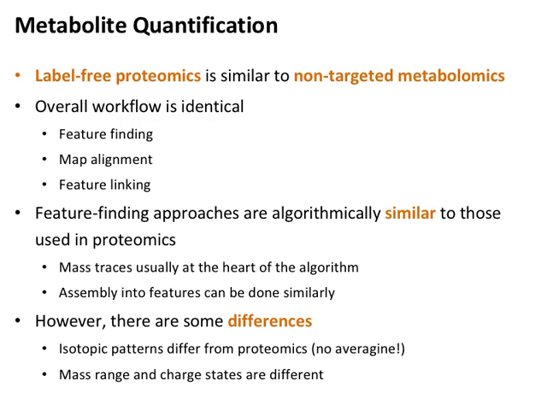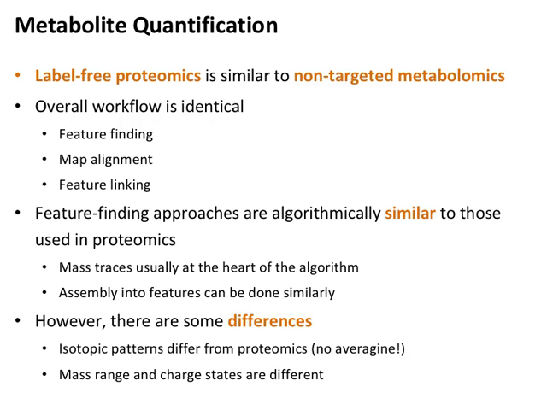So the overall workflow should be the same. We do a feature finding step, we do map alignment, we do feature linking. And at the heart of this algorithm, you don't have to change all that much. You can still try to find mass traces. You can try to assemble them. But there are differences because the isotopic patterns are going to be very different. And why is that? Because it has a different chemistry.